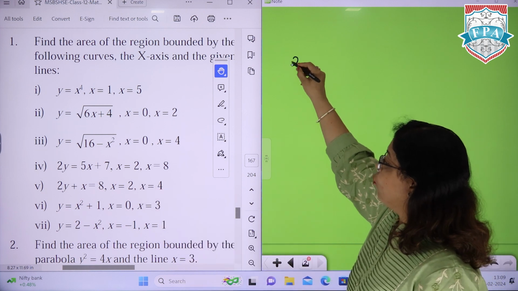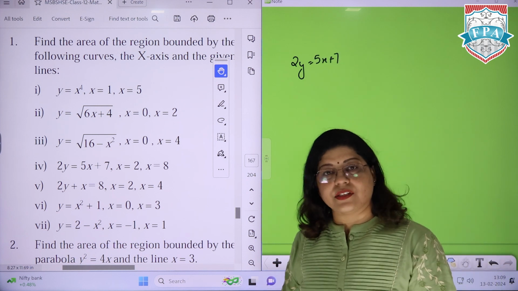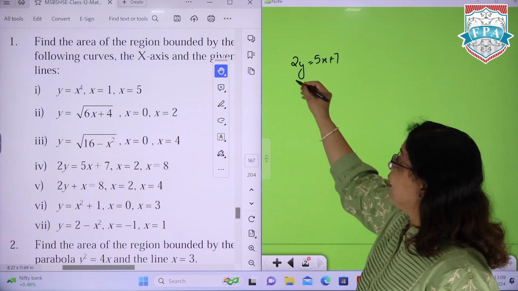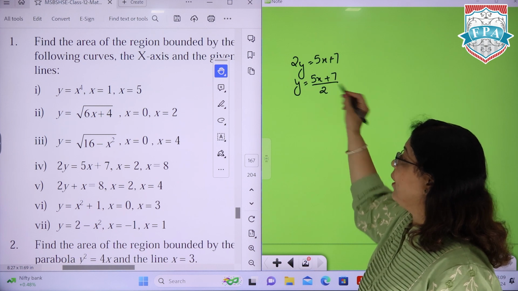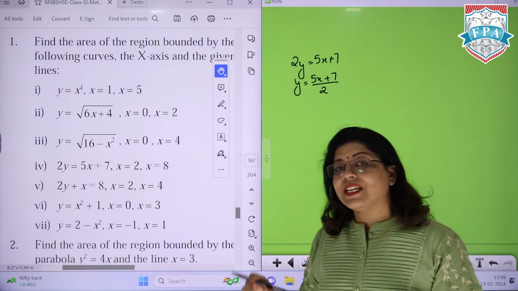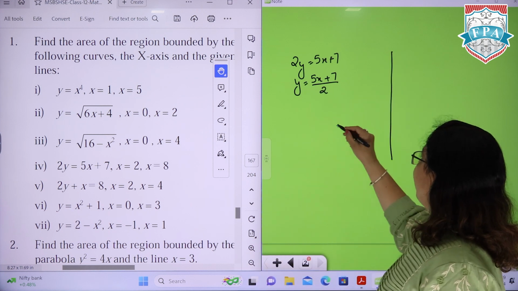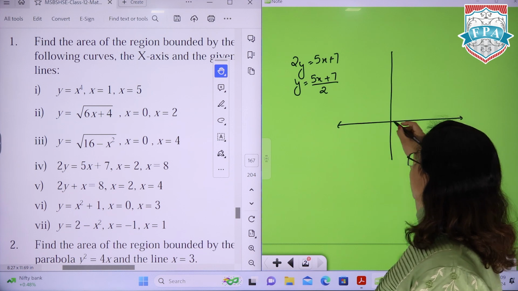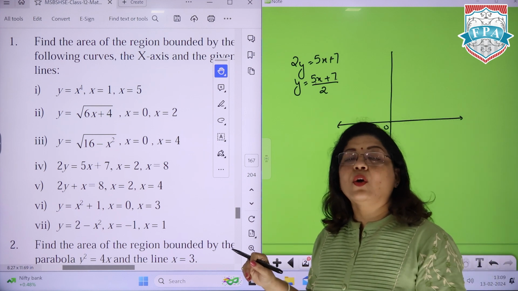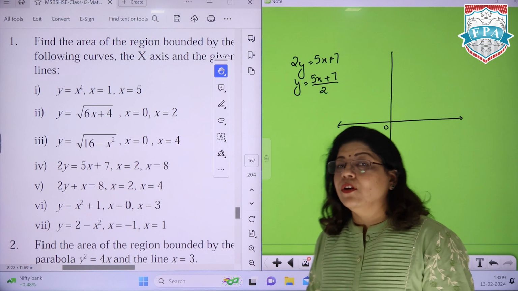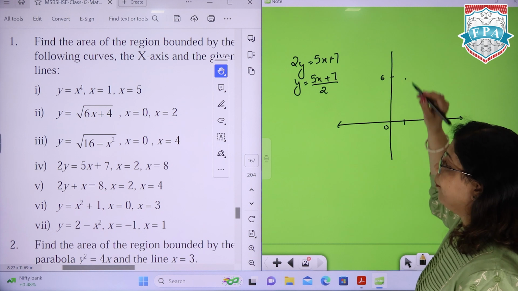Question states 2y is equal to 5x plus 7, and then two lines are given to you, x is equal to 2, x is equal to 8. It always helps if you make the rough figure. Y is 5x plus 7 whole divided by 2. So let's take when x is 1, what will be the value of y? So when x is 1, value of y is 5 into 1 plus 7 by 2, which is 12 by 2, that is 6. So we get one value when x is 1, y is 6. This is 6 over here.